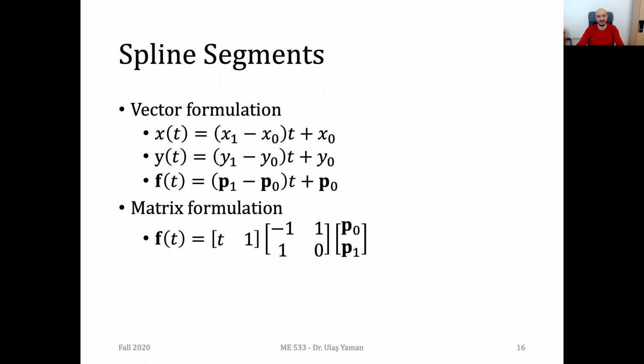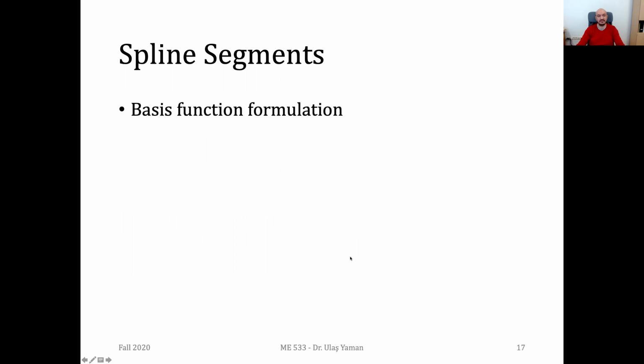So in the linear version, we will always have 2 points, as you see, P1 and P0. And then we can represent this linear function in the matrix formulation like this. This is our parameter t. And by using such a multiplication, we can represent this baseline, let's say, piecewise spline. And these are our control points, starting and end points.